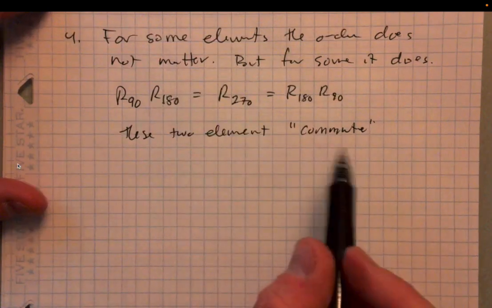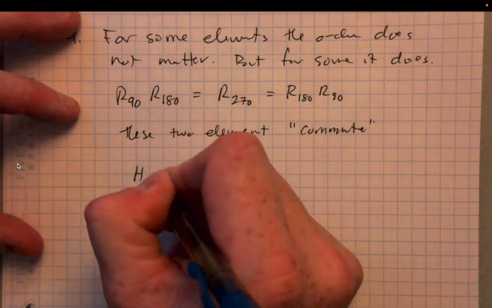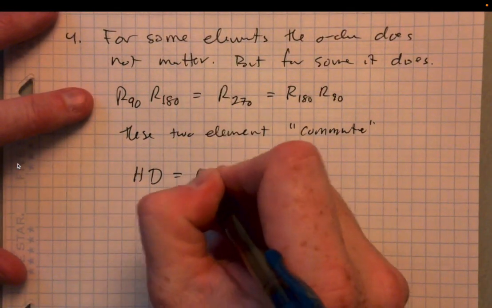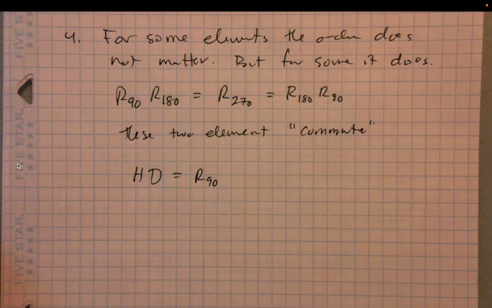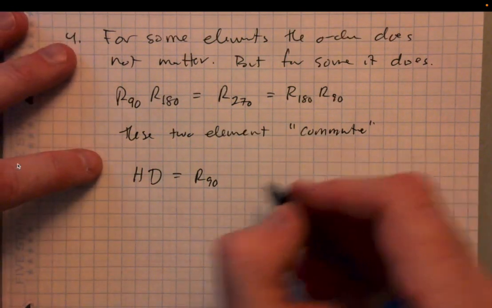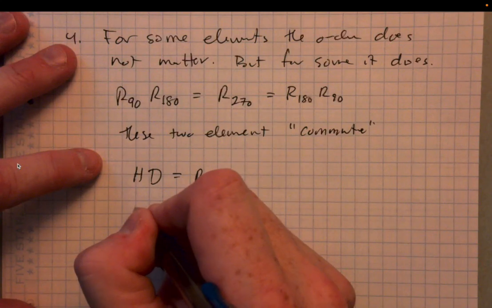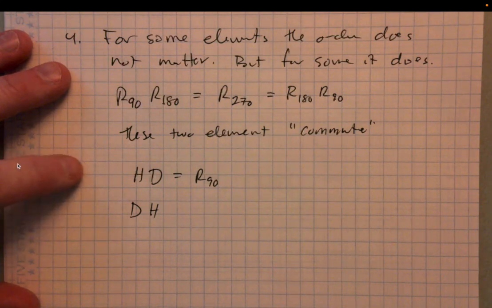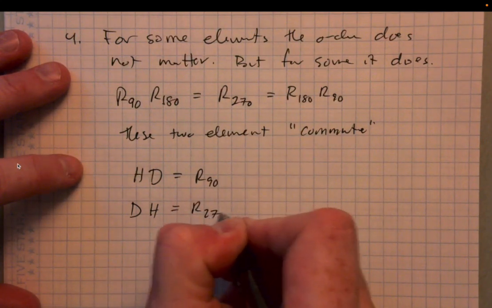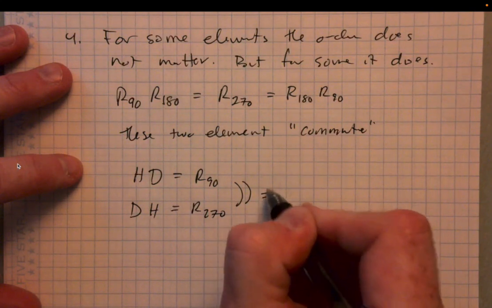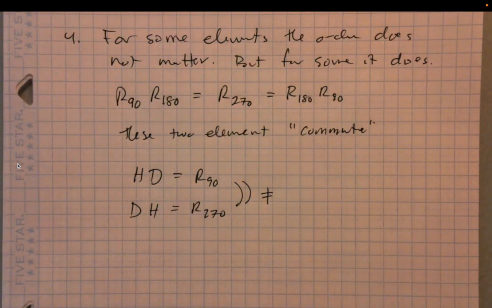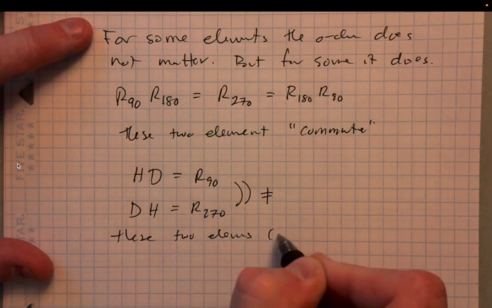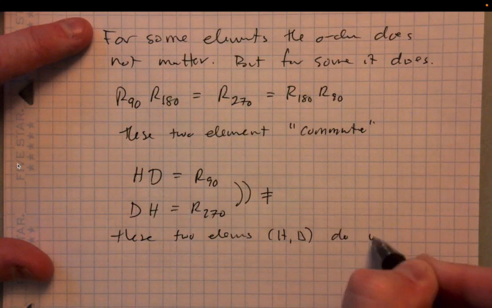But sometimes commuting doesn't work. For example, if you do an H composed with a D, so you do a diagonal flip and then a horizontal flip, you get an R90. You can confirm this by looking at the table. But if you do a horizontal flip first, followed by a diagonal, you end up with an R270. These are obviously not equal, so H and D do not commute.